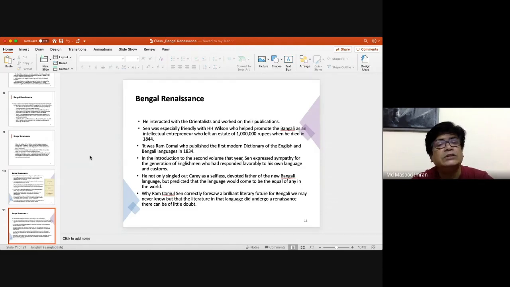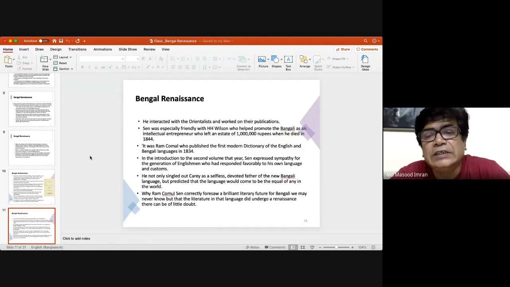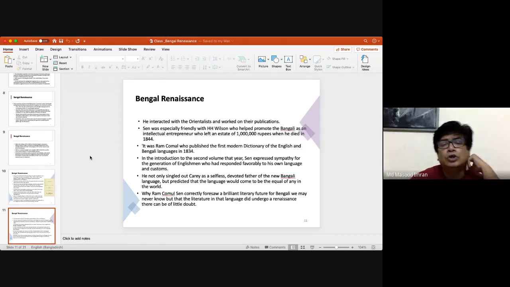It was Ram Kamal who published the first modern dictionary of the English and Bengali language in 1834. So you can consider Ram Kamal's dictionary the first English to Bangla dictionary, which was published in 1834. In the introduction to the second volume that year, Ram Kamal Sen expressed sympathy for the generation of Englishmen who had responded favorably to his own language and customs.